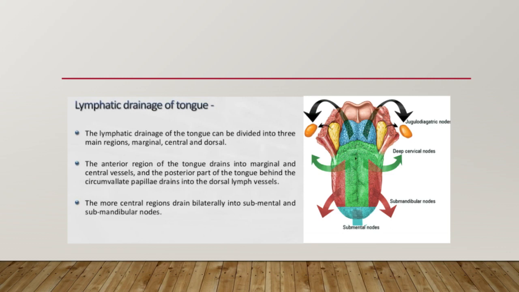The central portion and the posterior part of the tongue drains into the deep cervical nodes on both sides. The lateral part of the tongue drains into the submandibular lymph nodes, whereas the tip of the tongue drains into the submental nodes, which will eventually drain into the submandibular lymph nodes.